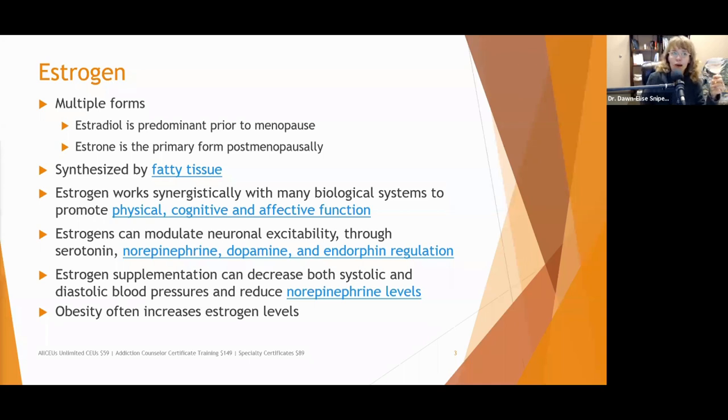Well, you can see right now, think about when women go through menopause, how their moods change, how some of their reactions change. There is definitely a connection between levels of estradiol and cognitive and emotional reactions. Estrogen is synthesized by fatty tissue. What that means is people who don't have enough fatty tissue may not make enough estrogen.